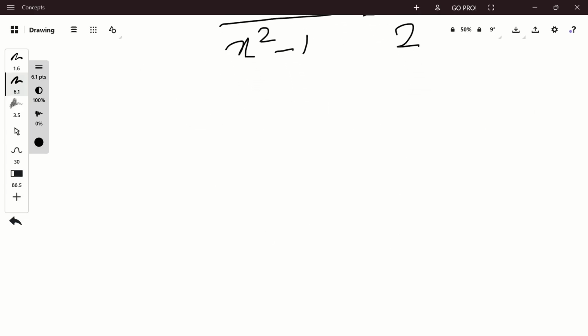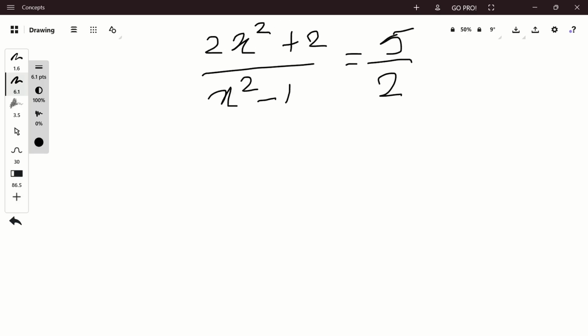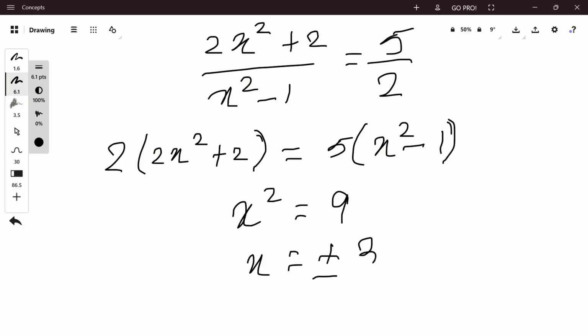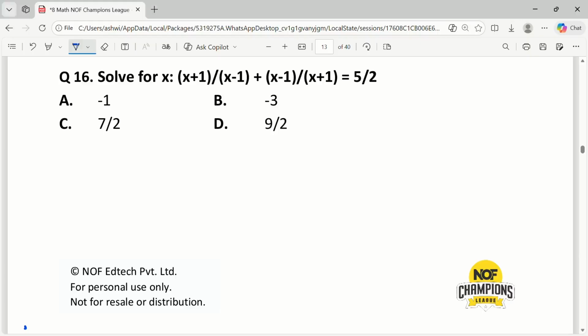Cross multiplying and solving for x, we get 2 into 2x square plus 2 equal to 5 into x square minus 1, hence x square is equal to 9 and x is equal to plus minus 3. Since 3 is not an option, the answer is B, minus 3.